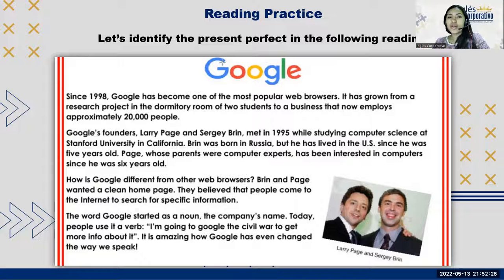Okay, so guys, could you please tell me what are the past participle verbs here? I mean, sorry, what is the present perfect? It was grown from a research project. It has grown. What about the beginning? Do we have one at the beginning? Google has become. Very good. What else, guys?